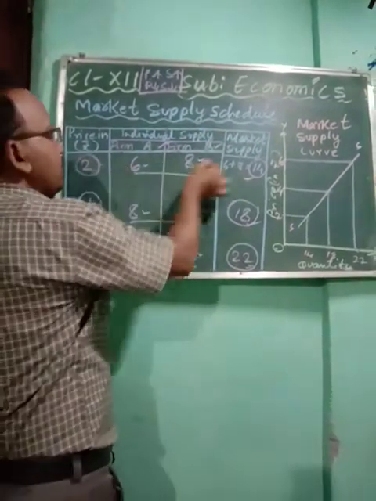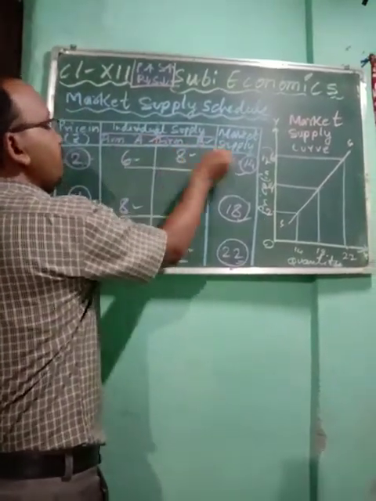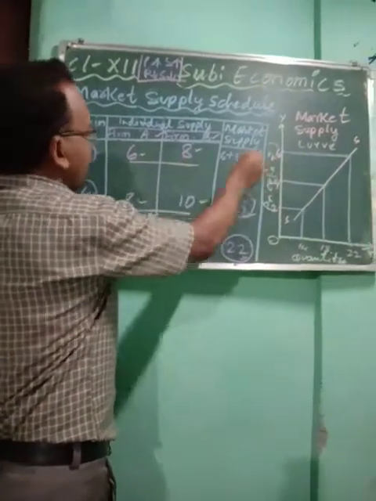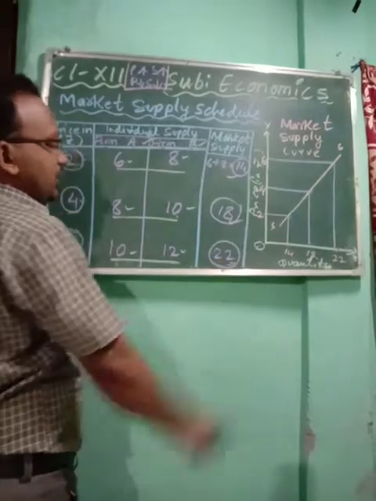Now market supply, that means you are going to just add form A and form B. You are not going to add the price, never do. Okay, so 6 plus 8 is 14, 8 plus 10 is 18, 10 plus 12 is 22.